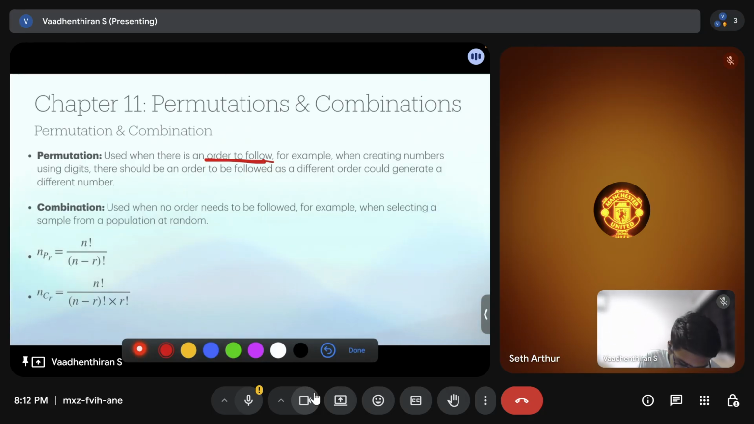For example, when generating numbers using separate digits, there should be an order, because if you randomly select the numbers from the digits and place them at different positions, different numbers can be formed. So that's why these problems come again.